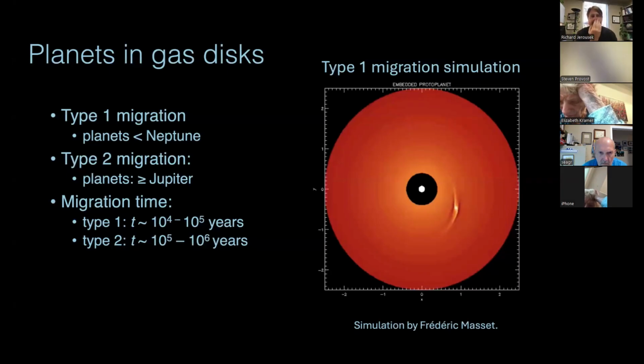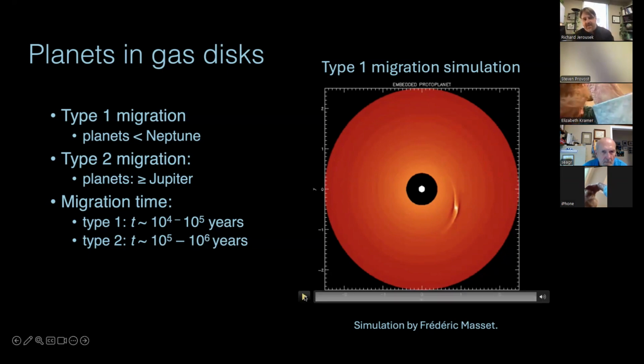Okay, so there's two types of planet migration, and I want to move into talking about how planets move over hundreds of thousands to millions of years in our solar system. And actually, for this part, we're going to talk about migration within a gas disk, which is on the order of tens of thousands to hundreds of thousands of years. The first way to do that is called type 1 migration, and this happens for any kind of planets or planetesimals that are less massive than Neptune.